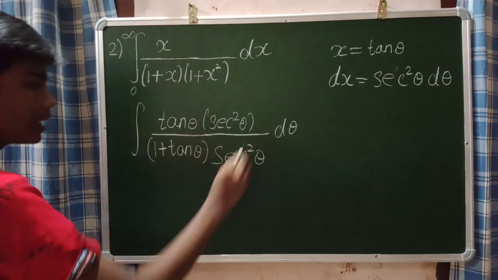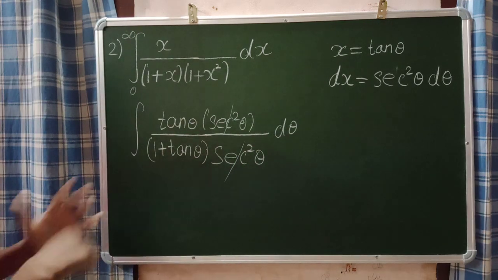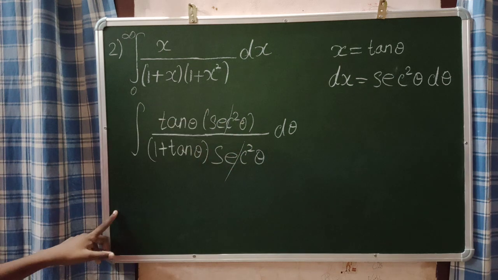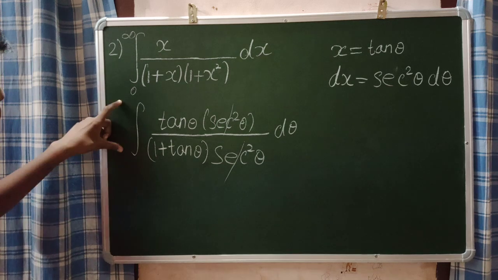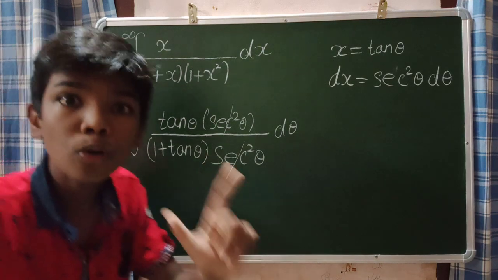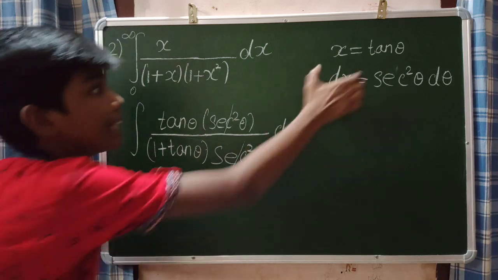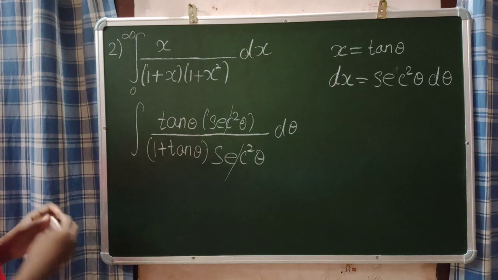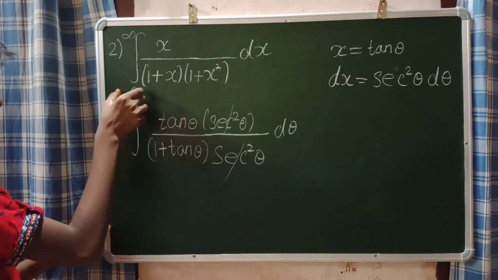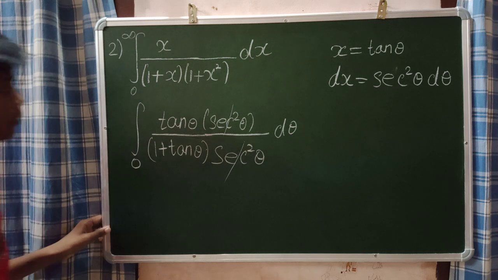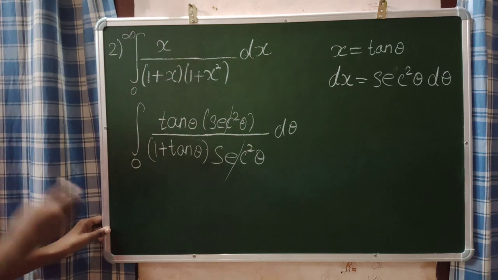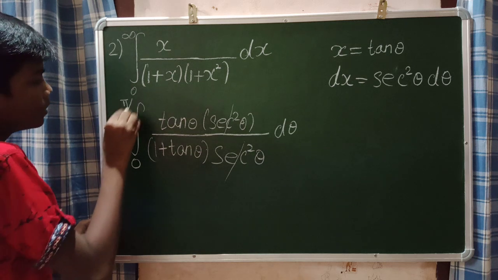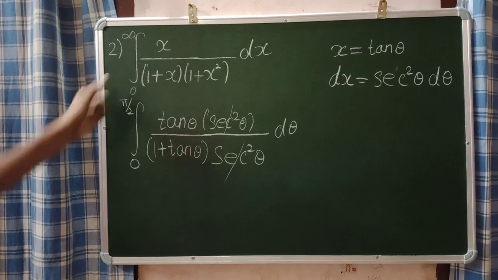Now guys, the secant square theta and the secant square theta will get cancelled. Now what will be our lower limit and upper limit? Will the limits be the same? No, the limits will not be the same because I took x as tan theta. So the limits must vary. When you put tan of 0, you get the lower limit as 0. What about infinity? When you put tan of pi by 2, you get infinity. So that's what I am doing.